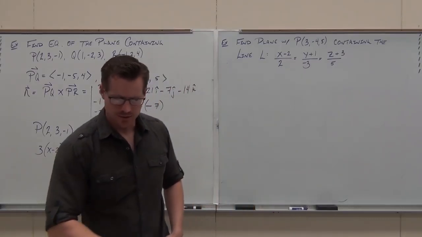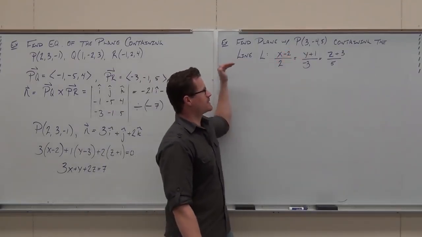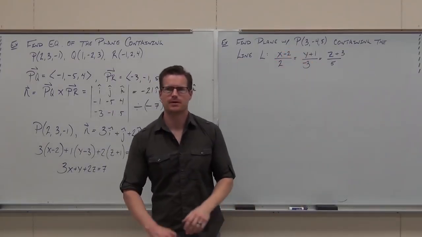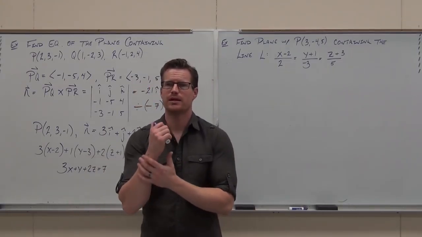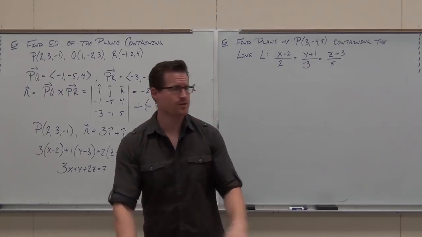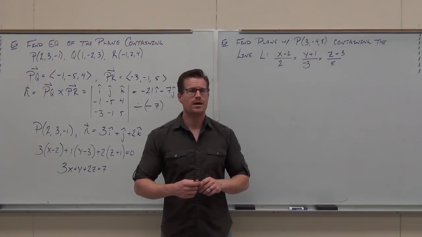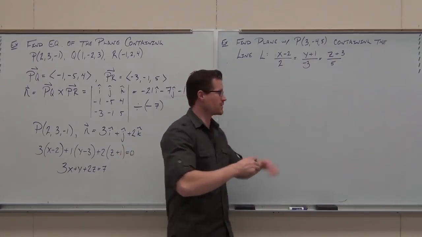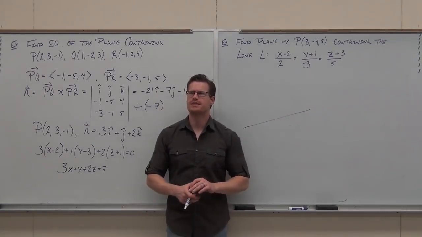I want to find the equation of a plane that has that point in it and contains this line. Now, we need a few things for a plane. We need a point, and we need a normal vector. True or false? This has a normal vector in it. No. If the plane contains a line, so if this is my plane, I draw my line, tell me what that line is giving me.